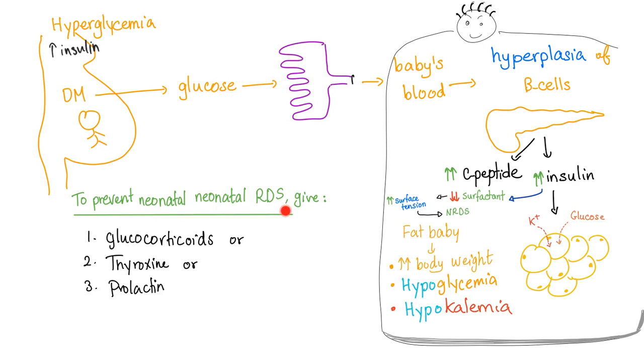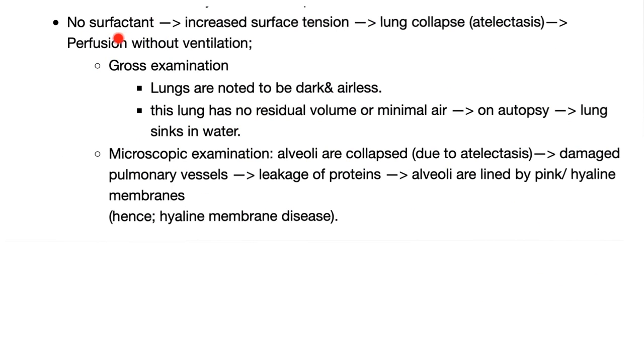To prevent neonatal distress syndrome, give one of the 3 hormones that stimulate surfactant: glucocorticoids, thyroxine, or prolactin. No surfactant increases surface tension.